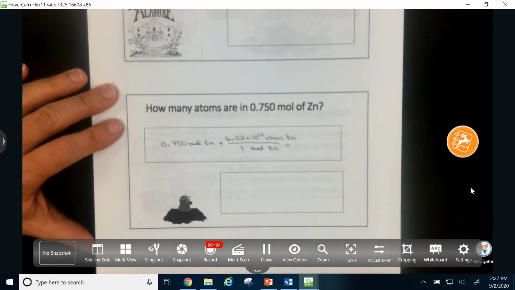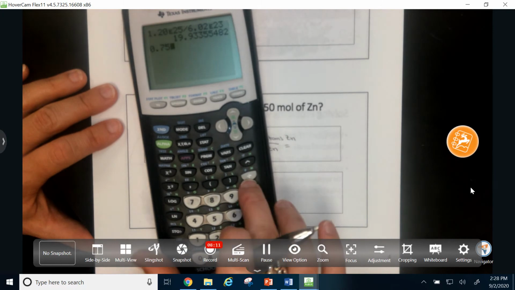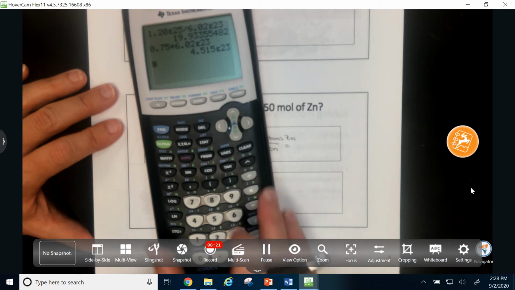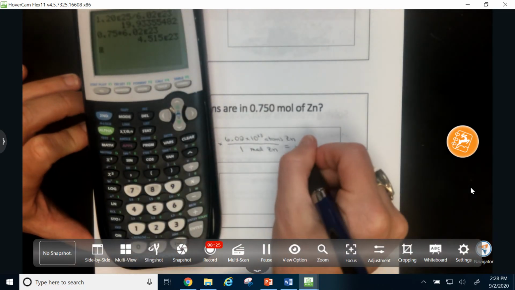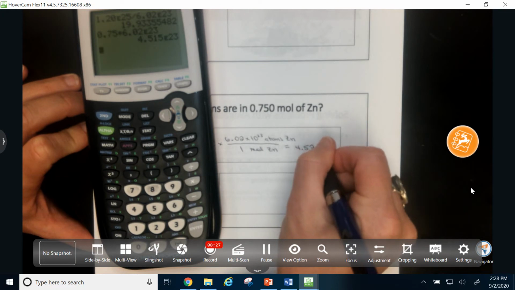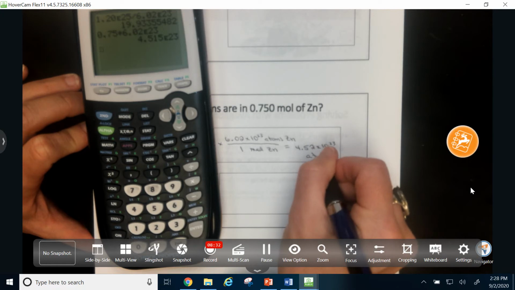So we can go ahead and plug this into the calculator. So 0.750 times, because it's in the top, our Avogadro's number is in the top, 6.02, second E, 23. And we're going to have 3 sig figs for our answer. So we're going to record our answer as 4.52 times 10 to the 23 atoms of zinc.